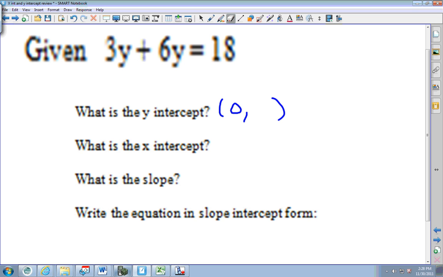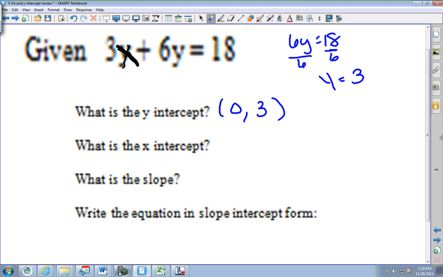Okay, so let's see here. So 3x plus 6y. So I am going to cover up my x, and I get 6y equals 18. I'm going to divide by 6. y equals 3. Okay, so let me erase that, and let me fix that again. It's supposed to be 3x right there. Not y, but an x. There we go. All right.